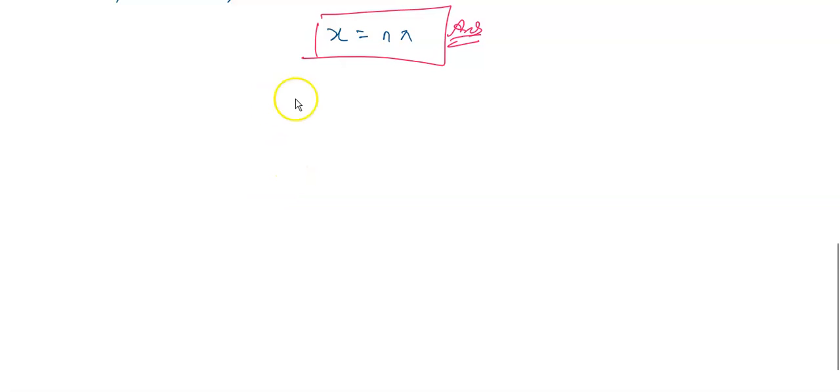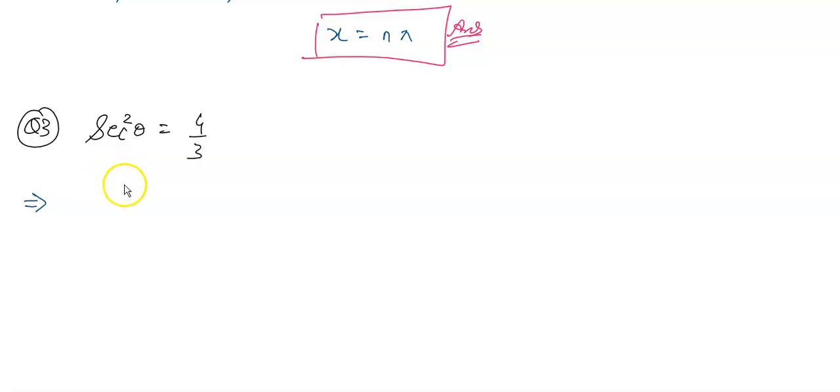Then question number 3. Question number 3 is if sec square theta is equals to 4 by 3. This is very easy, sec square theta equals to 4 by 3. So sec theta है, so we have discussed कि हमें इसको cos में convert कर लेना चाहिए, sin cos या tan.